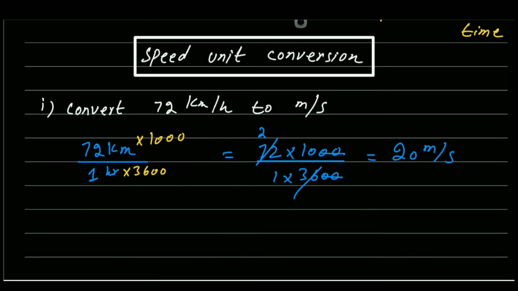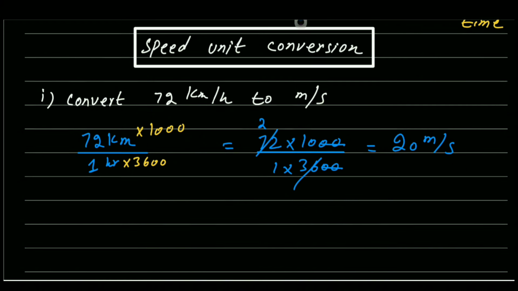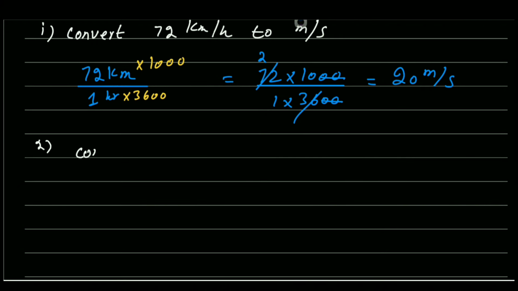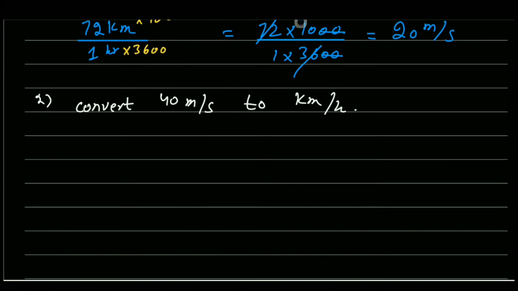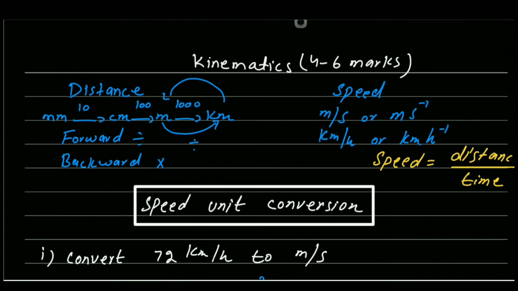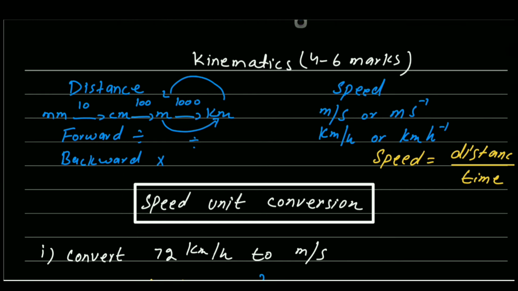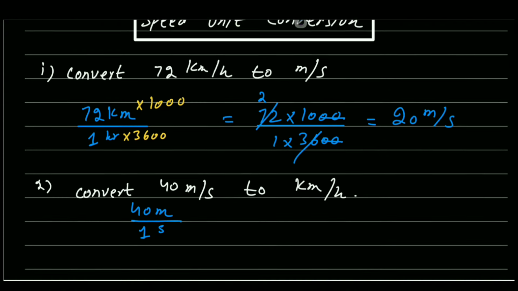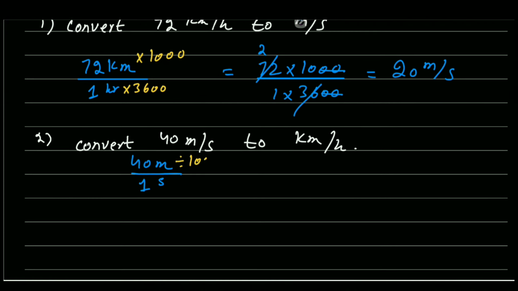So next example, convert 40 meter per second to kilometer per hour. So the question is 40 meter, and per second means you can write it as 1 second. Now how to do conversion? To convert meter into kilometer, we have to go forward. Forward means divide, so it will be divided by 1000.